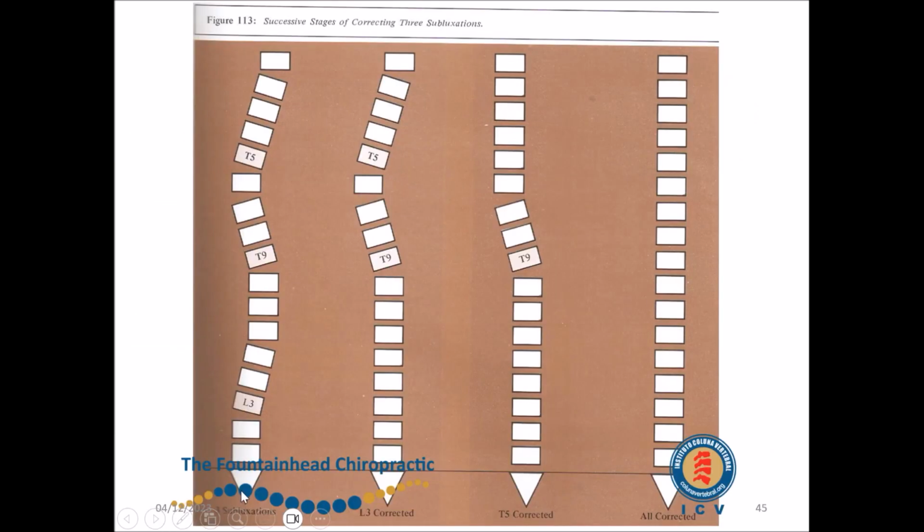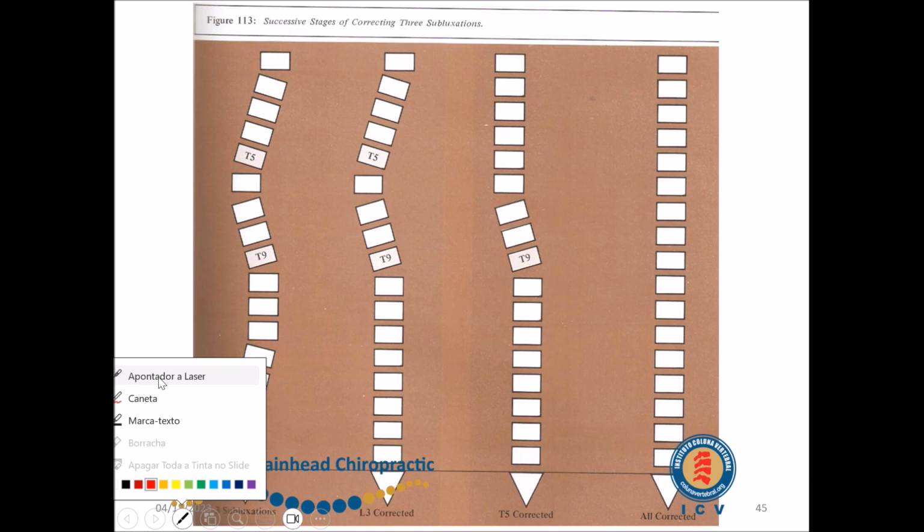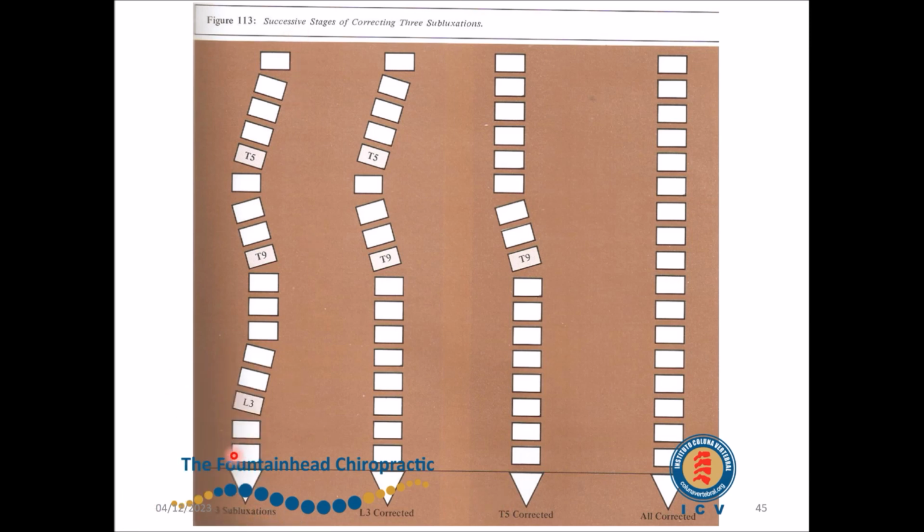Here we have a sample of what is a subluxation and what is a compensation. This was a spine with three subluxations and many compensations that we can call misalignments. When you adjust L3, you have to adjust only L3, and you get the correction of the misalignment that was influenced by this subluxation. The same happened when you adjust T5 and after T9, making the alignment and the healthiness of our spine with just three adjustments, because the other dysfunctions were just compensations caused by the primary subluxations.